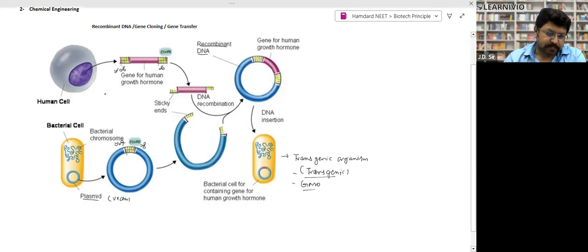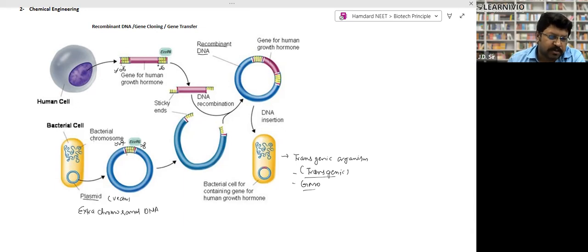Look, I have represented here how we make the transgenic. This is a human gene and this is a bacterial gene. This is the bacterial chromosome. We have to do nothing with the bacterial chromosome. Actually, bacteria have some extra chromosomal DNA, which is called a plasmid. You know that. This extra chromosomal DNA is taken out from the bacteria.